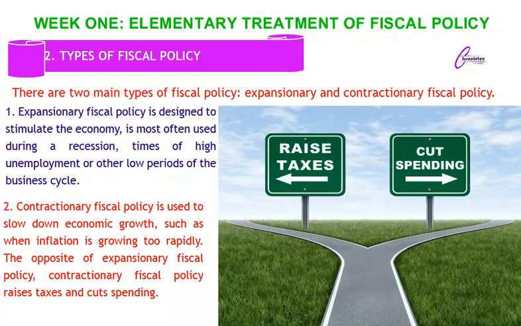2. Contractionary fiscal policy is used to slow down economic growth, such as when inflation is growing too rapidly. The opposite of expansionary fiscal policy, contractionary fiscal policy raises taxes and cuts spending.